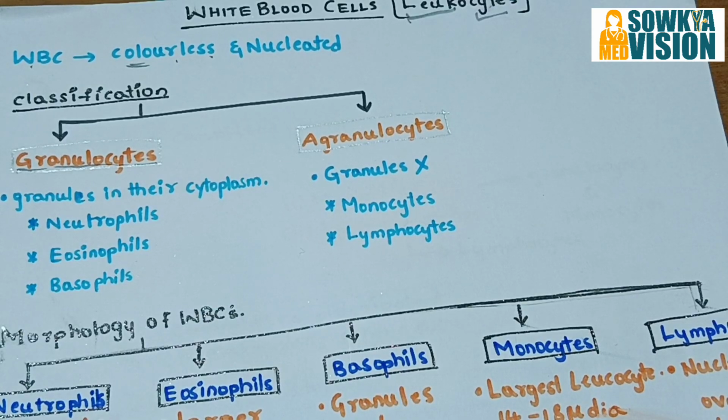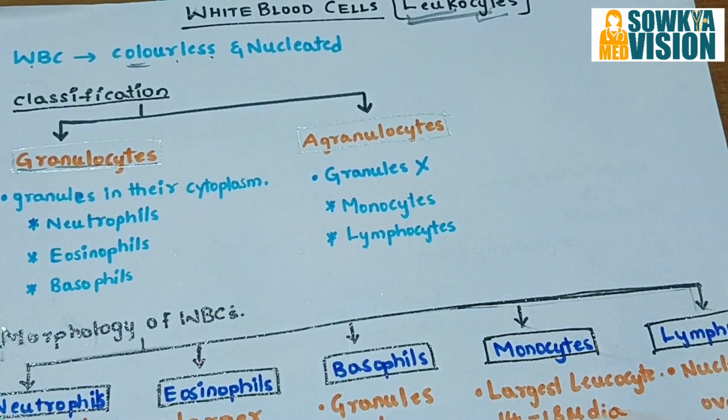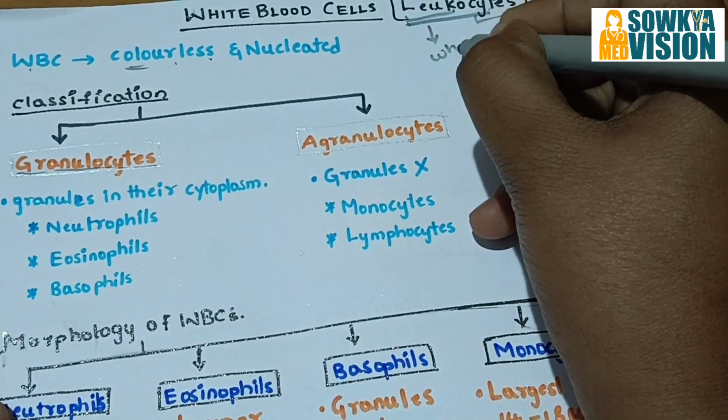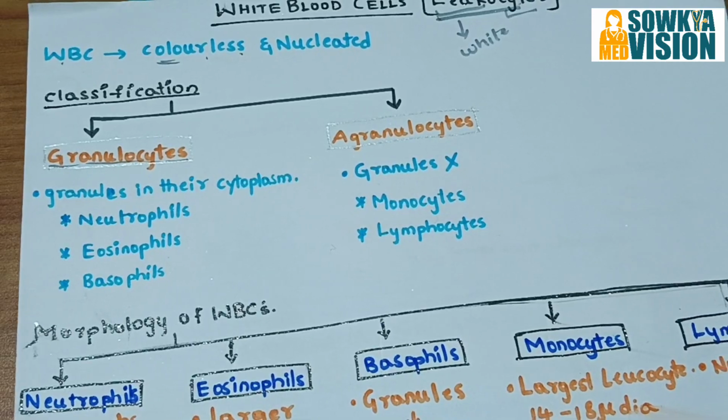Yes, the white blood cells are also known as leukocytes. Why? Leuko means white. Cyte means cell. So it is known as white blood cell. So, the classification of white blood cells.